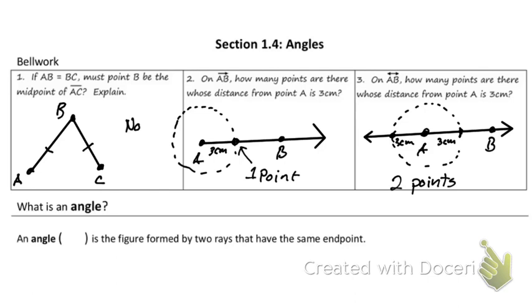Oh, okay. Yeah, it's kind of a version of this one, right? It says on ray AB, how many points are there whose distance away from B is 3 centimeters? This is where Songhao was asking about the distance. This is the only time the distance between A and B matters.